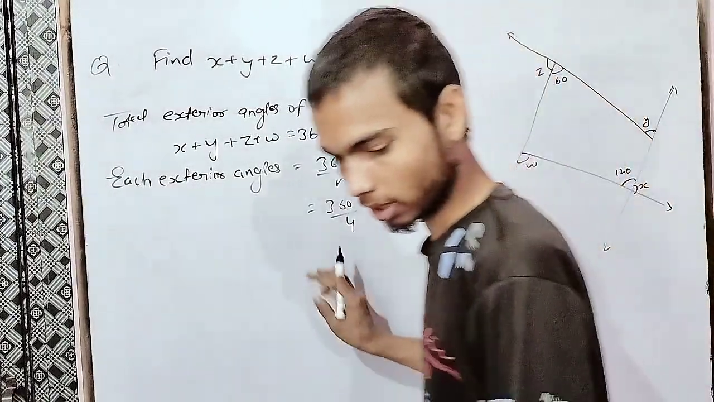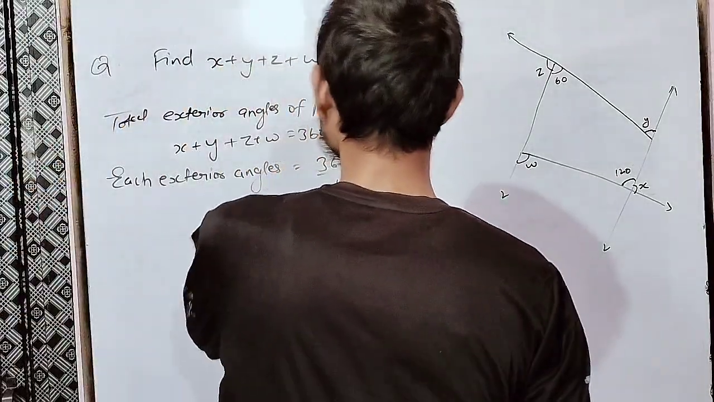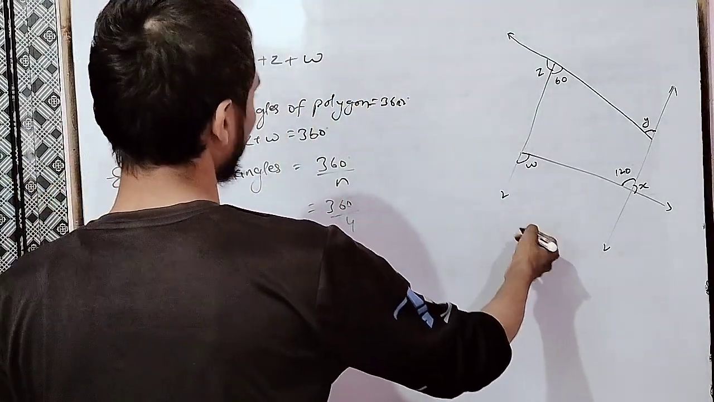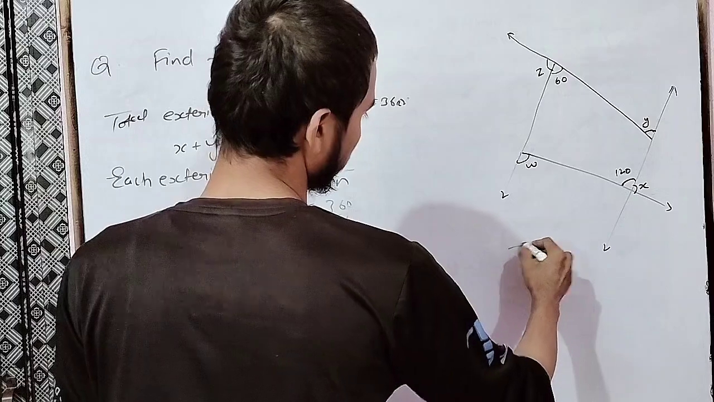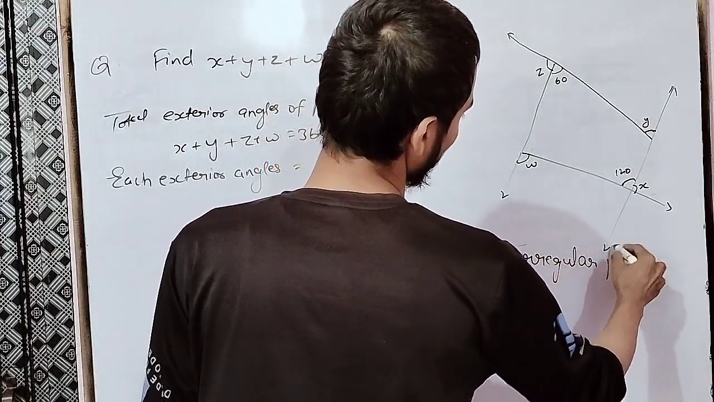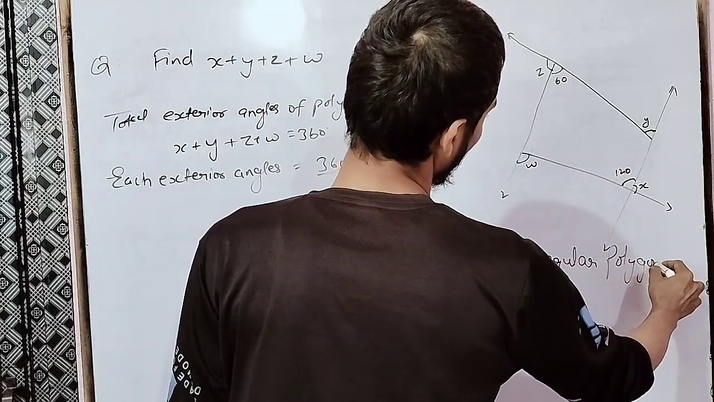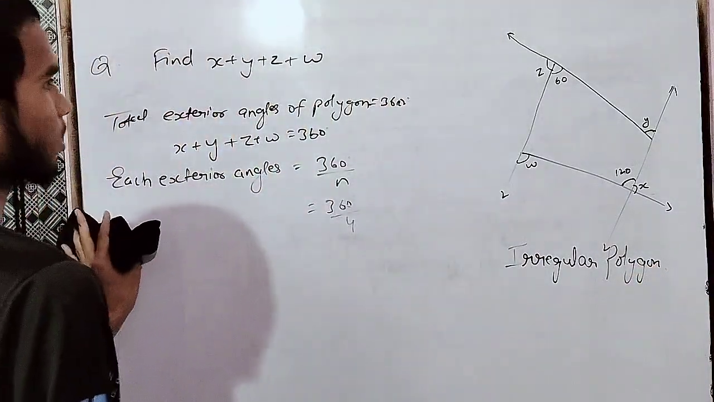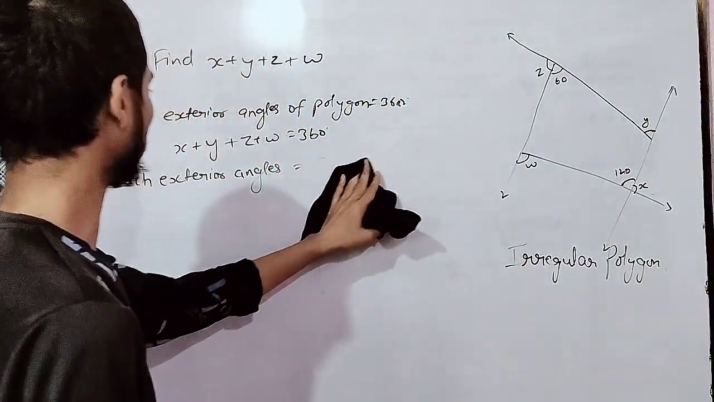So we won't apply this formula because we don't have a regular polygon. This is not a regular polygon. This is an irregular polygon.